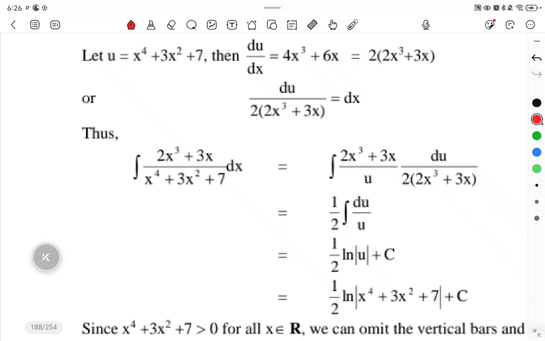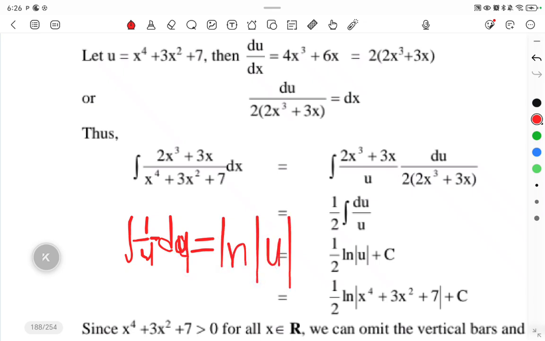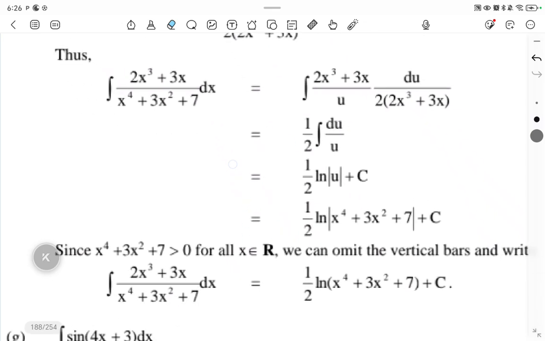And we know that the integral of 1 over u will be equal to ln of the absolute value of that. Don't use ln of just that, you see, right? Use the absolute value of that plus C. Then I come back and substitute that value. We say, right?